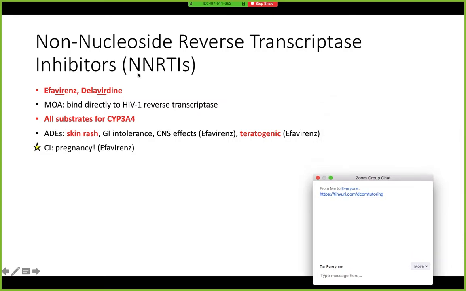Okay. And NNRTIs are efavirenz and delavirdine. So remember the vir in the middle and the N in the middle, or N for not at the end. Your suffix is not at the end. These are all substrates for CYP3A4, and the one that she made a pretty big deal about is the fact that efavirenz is teratogenic. So, of course, this means that you're not going to want to give this drug to a pregnant female.